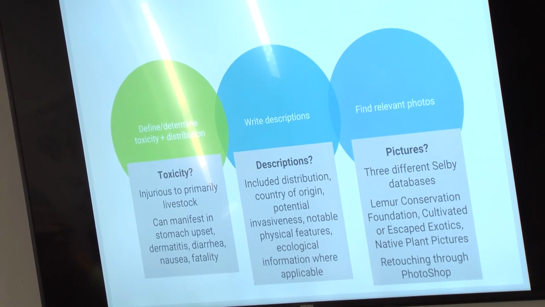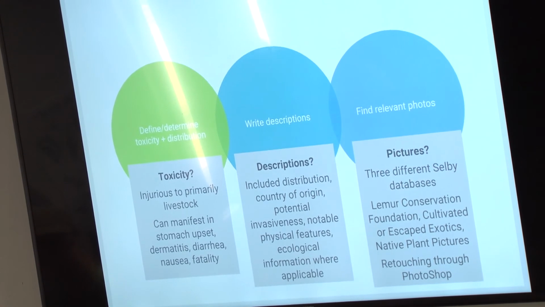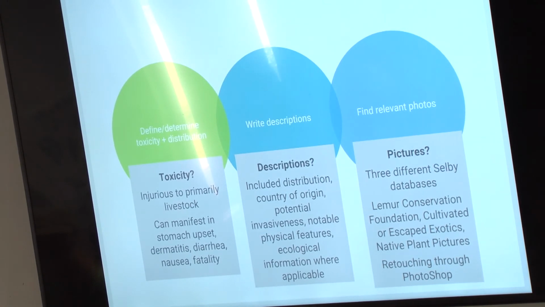So then there was also the matter of writing the descriptions and figuring out exactly what to include in the descriptions. So some of what we determined would work out best is the country of origin, whether the species were invasive, some of the physical features, and ecological information, so where you would find those plants. And then we employed the use of 3 different Selby databases to figure out which pictures are the most high quality to use and to showcase the different features of each in a way that looked clean, and then we'd retouch them through Photoshop.